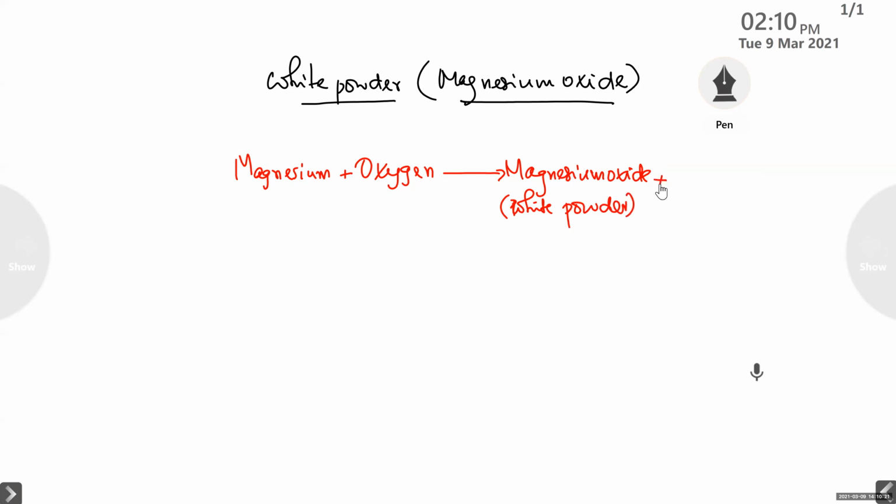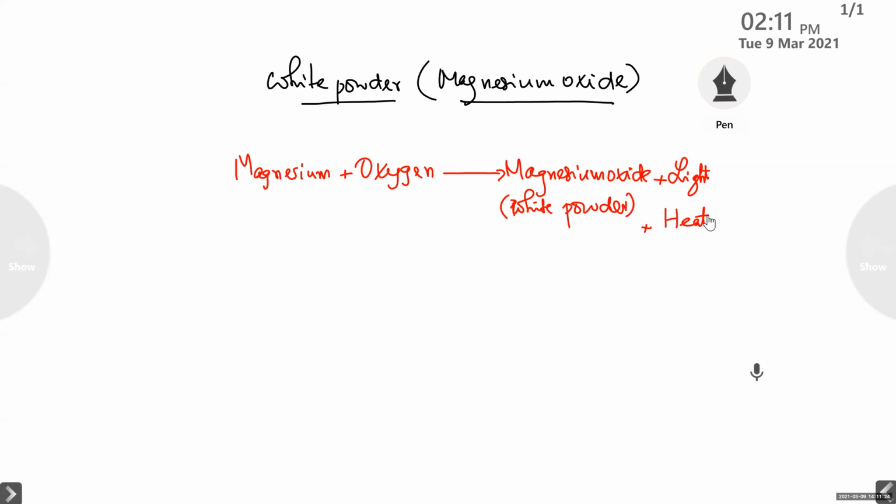Plus, we can see two other observations also. One, there is a dazzling white flame. That means light energy is produced. Plus, there will be heat energy also. Heat is released, heat is liberated. So these are the energy forms: light energy as well as heat energy. Magnesium ribbon burns, we get a white powder, the white powder is magnesium oxide. Plus light and heat. Light is liberated. Heating effect is also there.